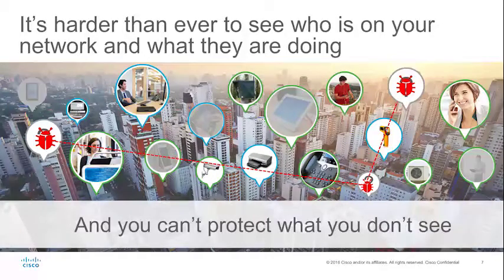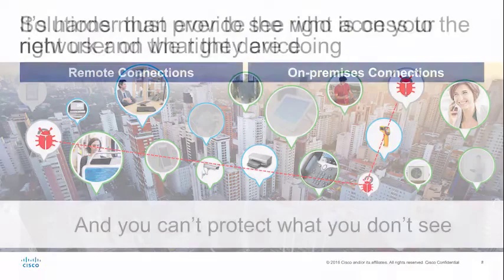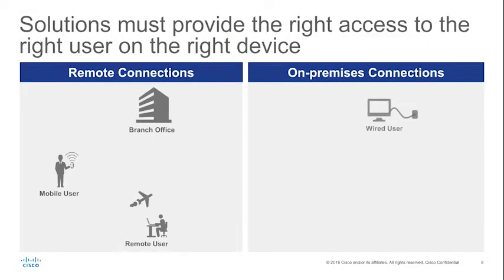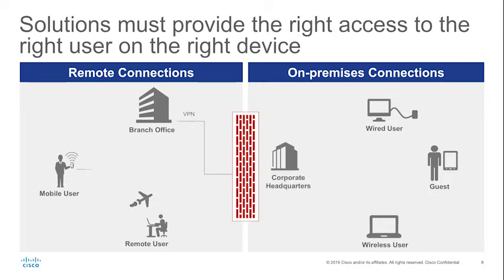Security solutions must therefore provide protected access in more places than ever before. A policy-based access and threat protection solution must cover remote connections from branch offices and satellite campuses, mobile users on cellular devices, and remote users working in coffee shops or airports. On-premises users include wireless users on laptops and tablets, users wired directly into the network, and guests needing either internet or network access. These users all need secure and controlled connections regardless of location and connection method.